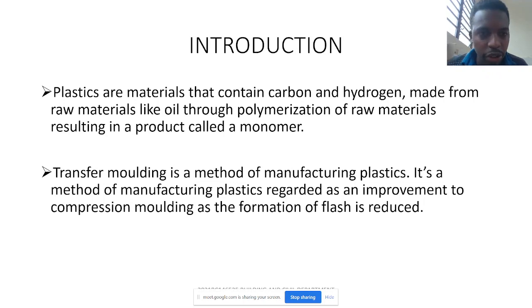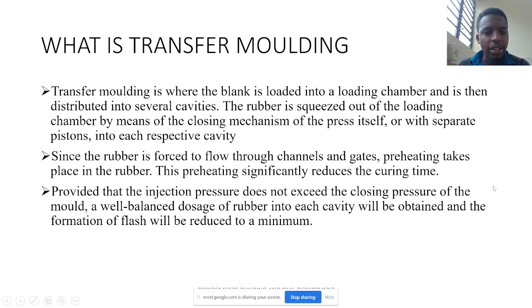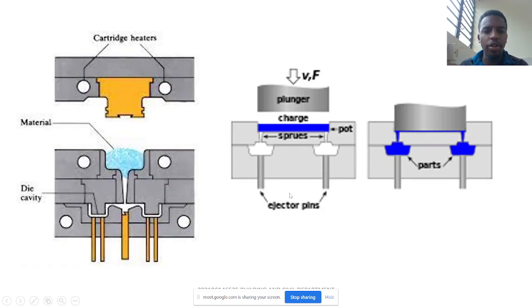For introduction, plastics are materials that contain carbon and hydrogen made from raw materials like oil through polymerization of raw materials, resulting in a product called a monomer. This monomer is the base material that allows us to create plastics. That is something that we learned from the previous lesson, so I thought we should highlight that. Now we shall get to transfer molding.